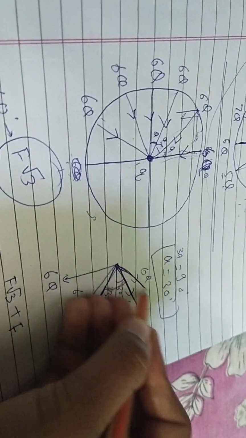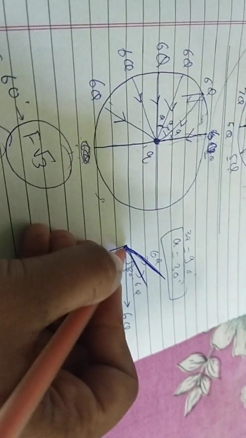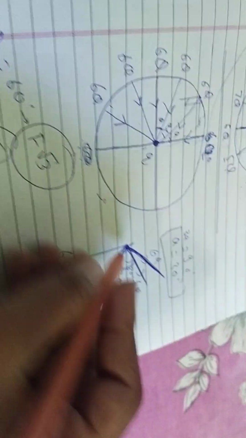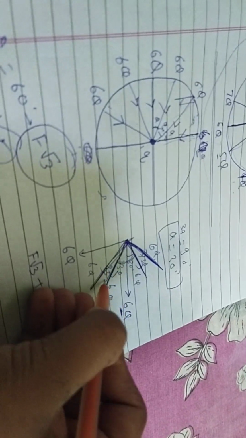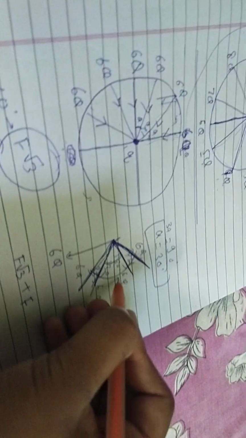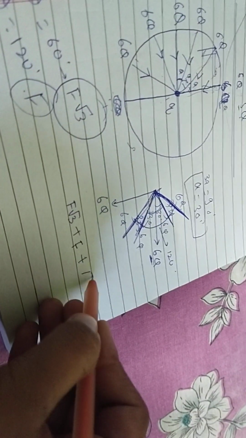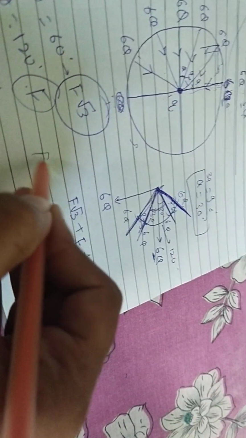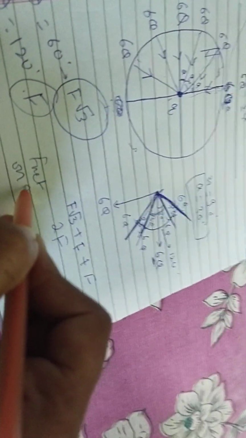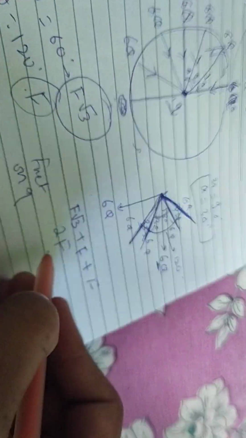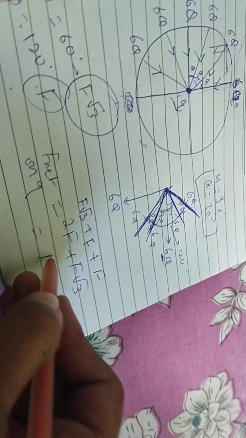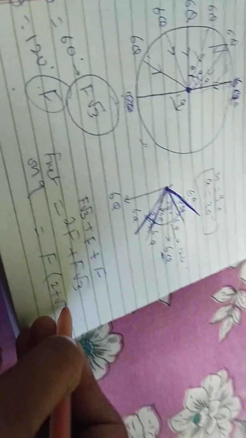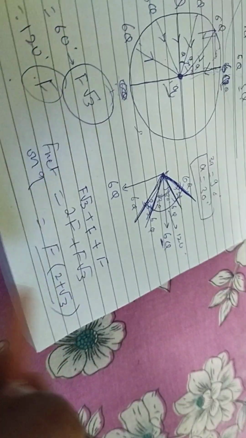Now this vector and this vector is left. 6q, what is the angle? This is also 30, this is also 30. So the angle is 120, and I can write this as F. So I can write F net on q, because this is our q, is 2F plus F root 3, which is F common, 2 plus root 3. You can write or simplify it.